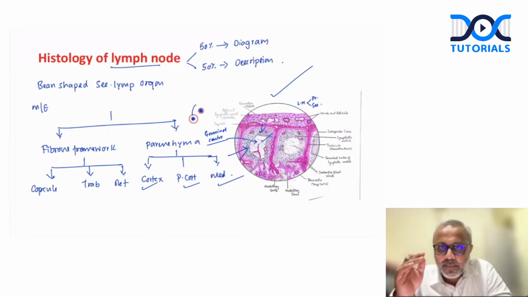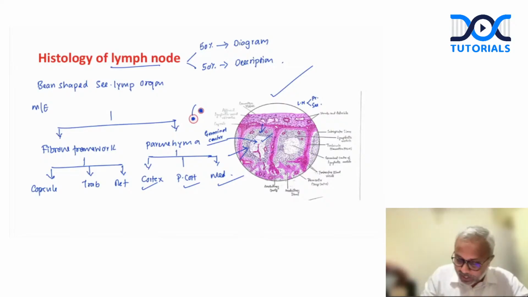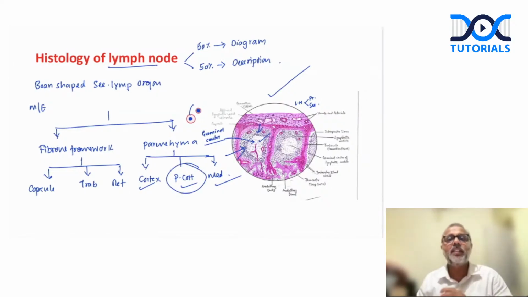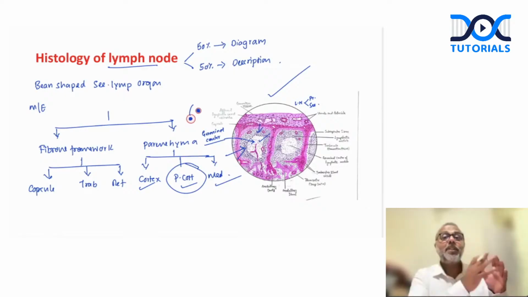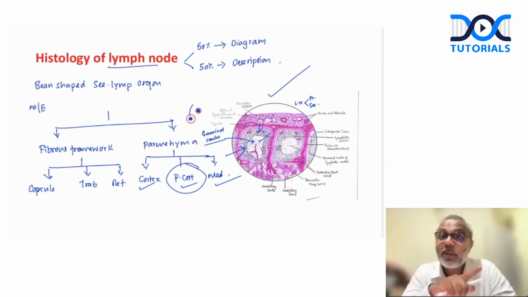Are we clear? Right? Now, this is how you should present the answer, even if it is asked for thymus. You need to follow the same thing. The only thing is the parenchyma there will not have the paracortex. When you write the spleen, it is the same: capsule, trabeculae, reticulum. But in spleen, what do we get? Red pulp and white pulp.